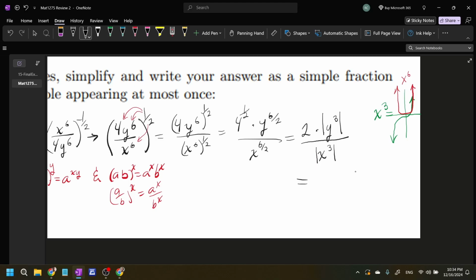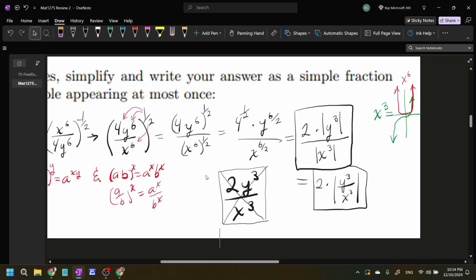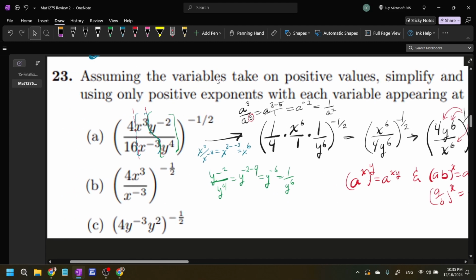I would also say you can write this as 2 times the absolute value of y cubed over x cubed. But I think this is acceptable, though it may be acceptable, it is not technically correct. If you were to graph this, you would get that incorrect. We would need the absolute values. I'm not sure how they're going to do it. They tell us in the question, assume the variables take on positive values.